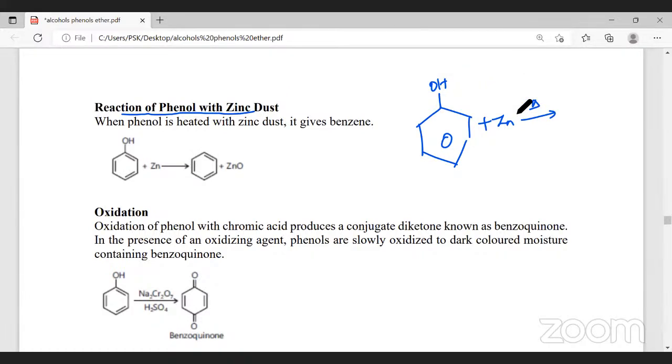They can ask you what happens when phenol is allowed to react with the zinc dust, or explain the reaction between phenol and zinc dust. Or they can ask you for 1 mark, what is the product formed when phenol is treated with zinc?